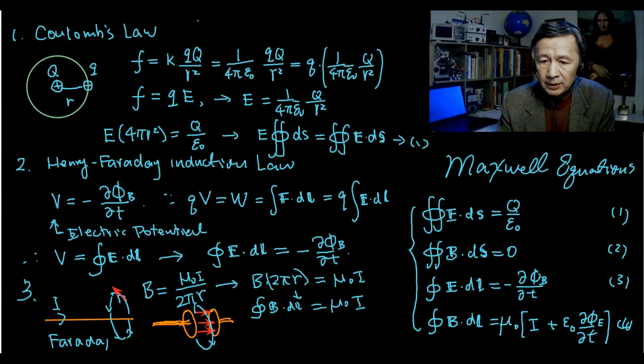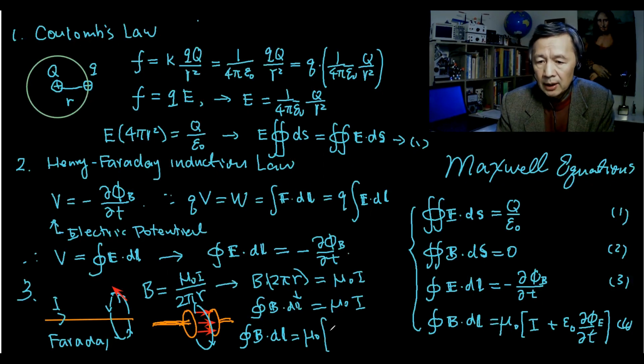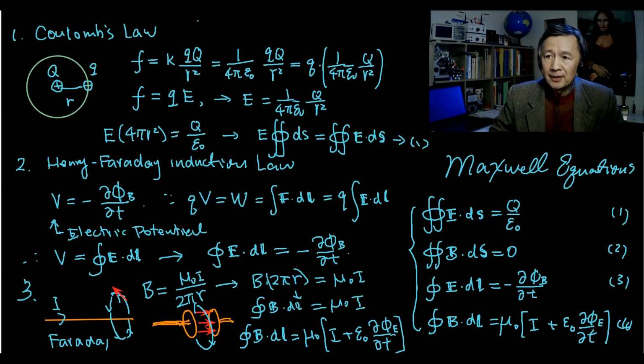So Ampere's law was modified by Maxwell, so that you get two terms here: mu 0 I plus mu 0 epsilon 0 times the first derivative of the electric field flux. So this is how to derive Maxwell's four equations.